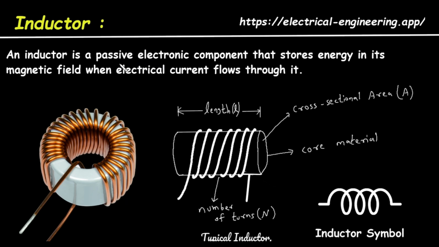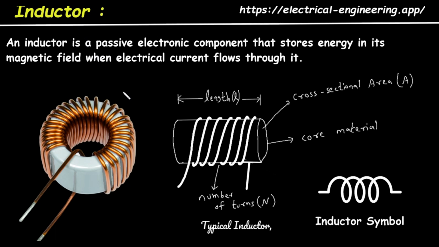Hello and welcome. Today, we're going to explore one of the most fundamental components in electronics, the inductor. As you can see at the top of our guide, an inductor is a passive electronic component. What this means is that it doesn't create energy, but it's incredibly good at storing it. Specifically, an inductor stores energy in its magnetic field whenever an electrical current flows through it.